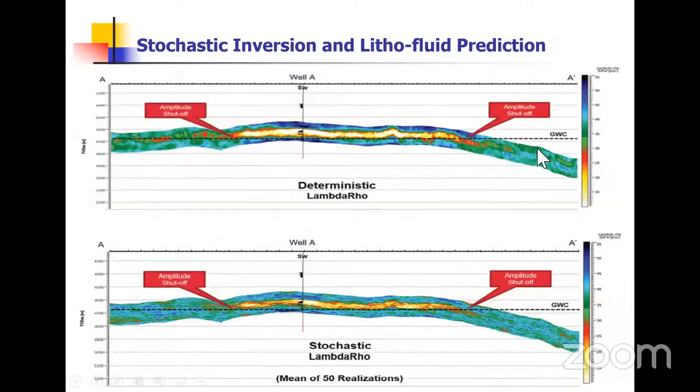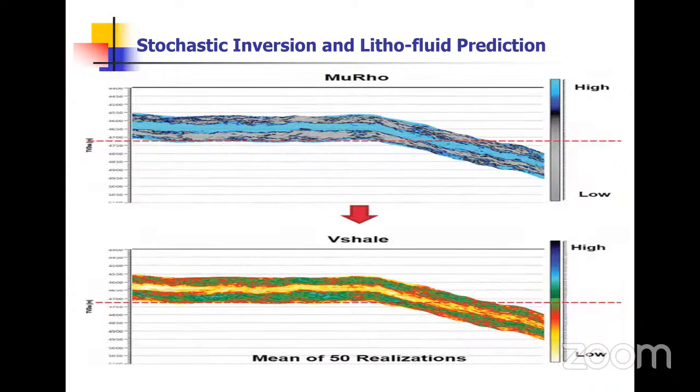So this is just taking cross sections of the model. Deterministic case of lambda rho above, you can see the lower lambda rho that corresponds to the hydrocarbon, and where it terminates, we assume to be the gas-water contact. For the stochastic case, you almost have the same picture. Well, there is finer resolution. There are details that are picked here that were not in the deterministic version.